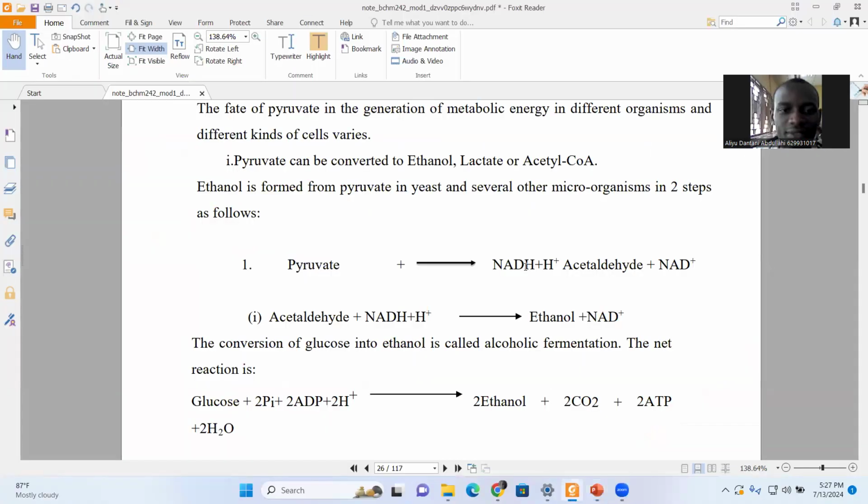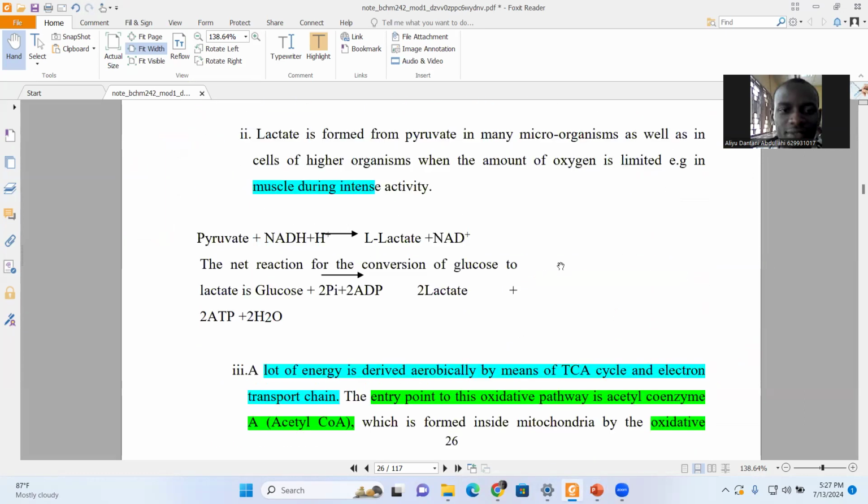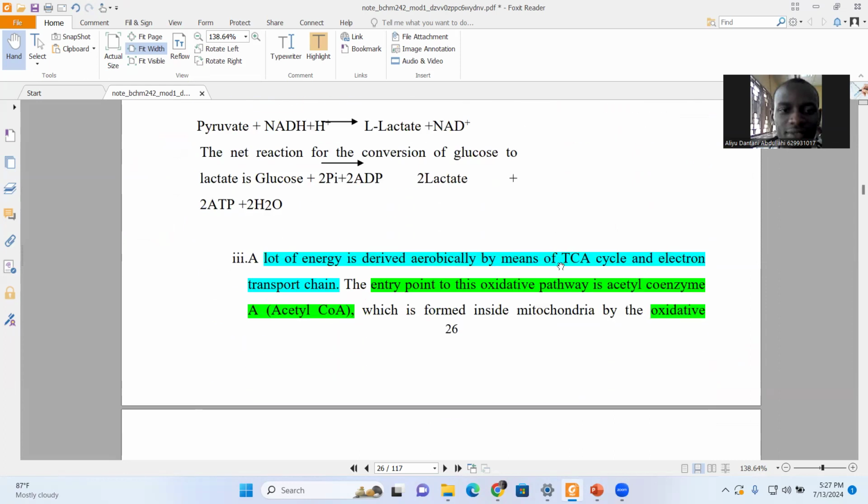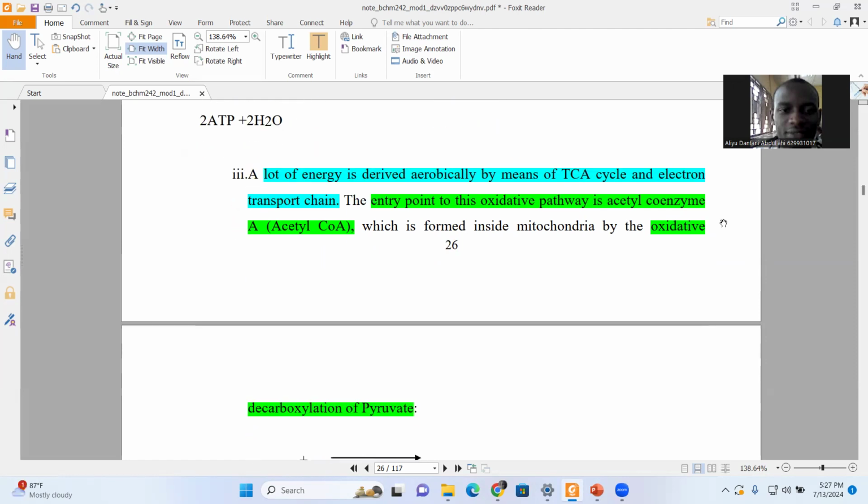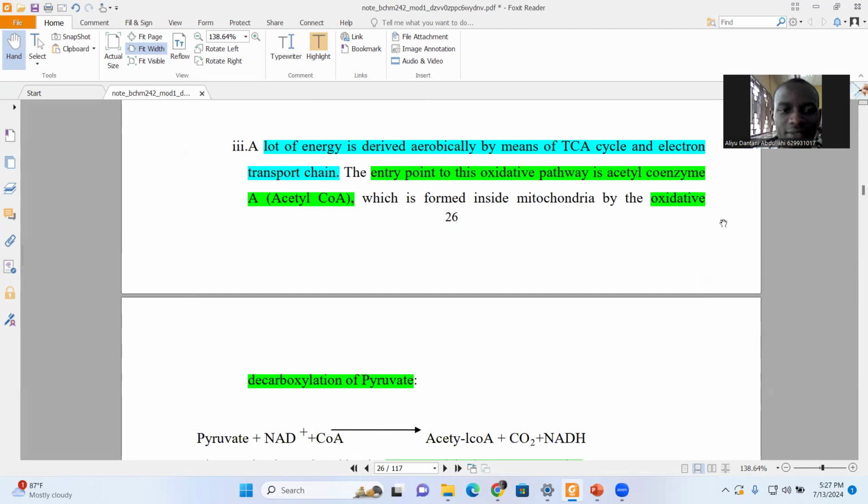So these are the reactions which you've also seen in the slide. So you can take your time and read the lecture note with an open mind. Biochemistry is very easy to understand if you are open-minded and you don't give up very easily. So, okay, a lot of energy is derived aerobically by means of TCA.